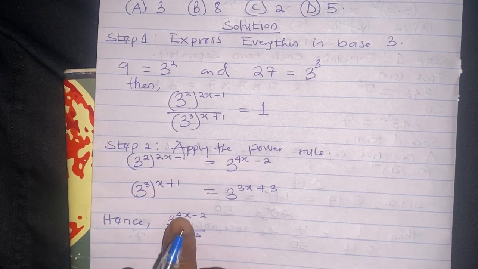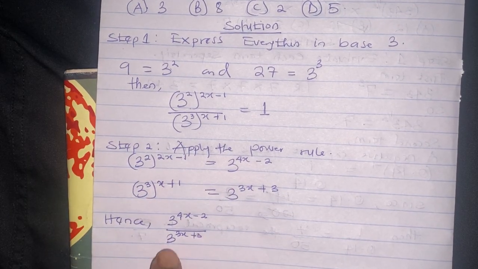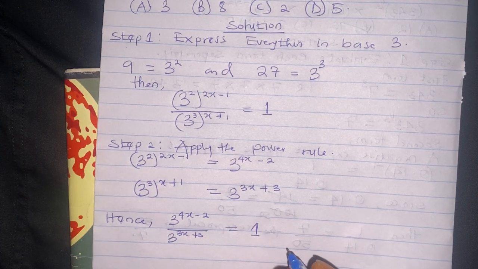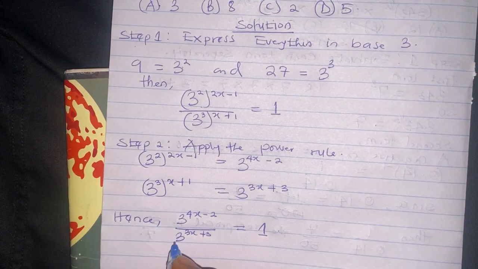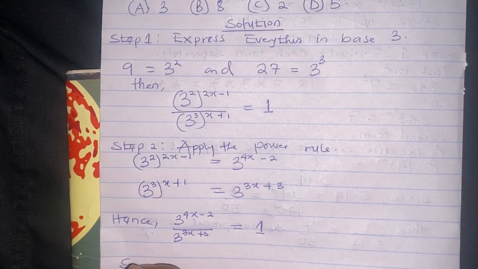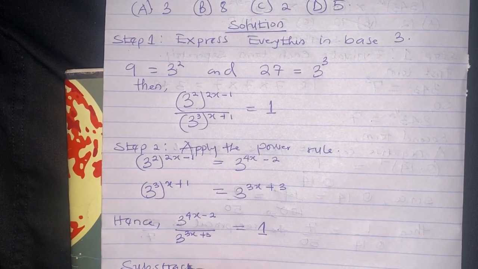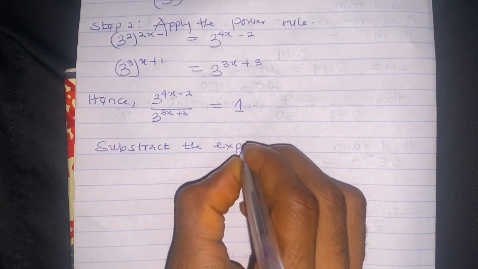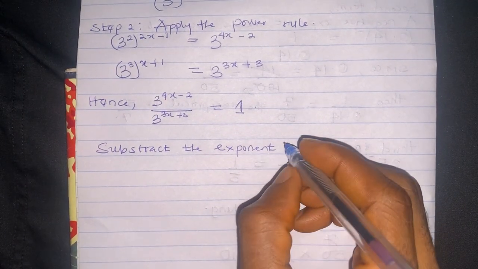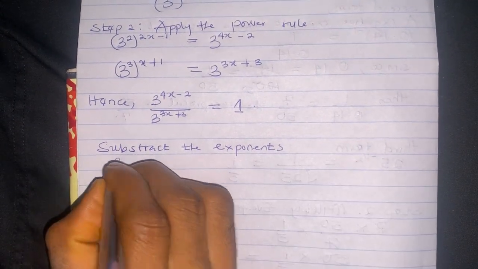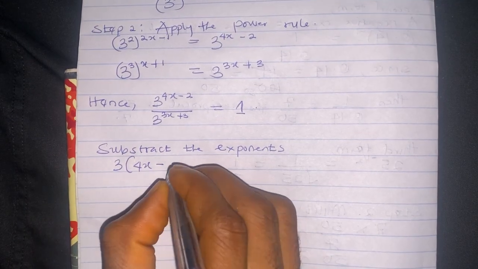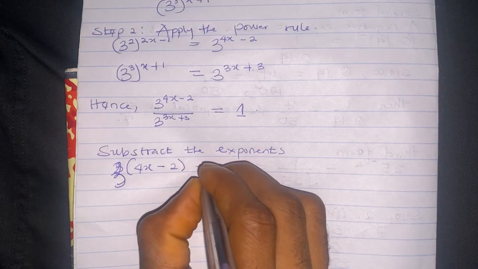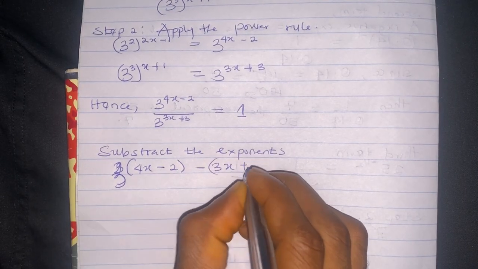That's what you have from the question. So we need to subtract the exponents. Remember, from laws of indices, when the same bases are dividing themselves, we pick one and we subtract their powers. So when we subtract the exponents, we still have 3 raised to the power 4x minus 2 minus 3x plus 3. Don't forget, these powers are equal to 1.